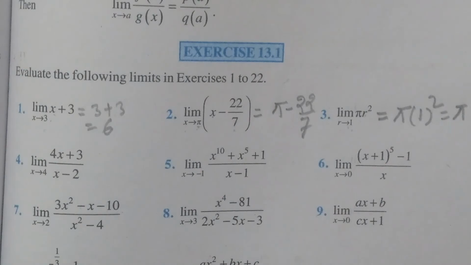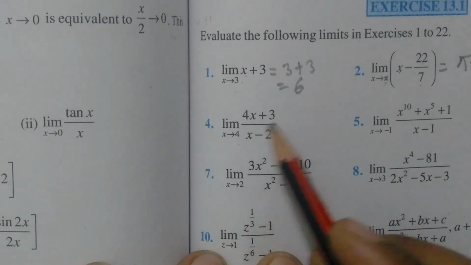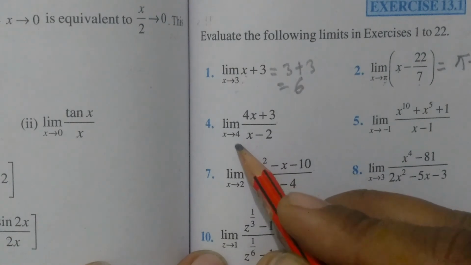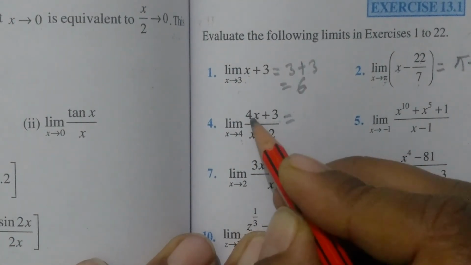Okay, now coming towards question number 4. Question number 4 is limit x approaches 4 of 4x plus 3 divided by x minus 2. First of all we try to put x equal to 4 directly. Then what happens?